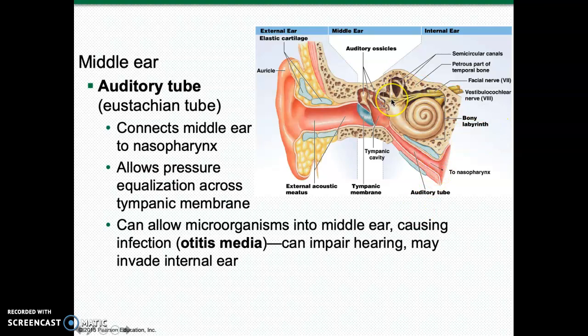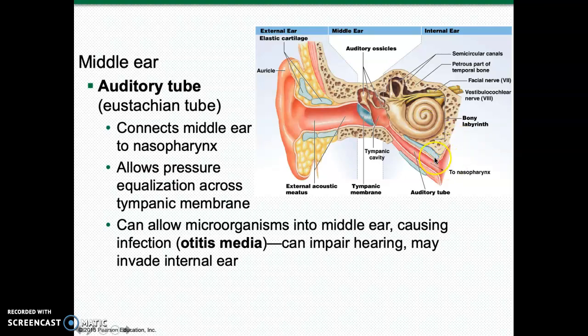So the middle ear has a connecting canal to the pharynx. It is called the auditory tube. It used to be called the eustachian tube. And this allows equalization of pressure on both sides of the tympanic membrane. If there's too much pressure on one side or the other, it will cause the eardrum to vibrate less easily, and sound will be diminished.